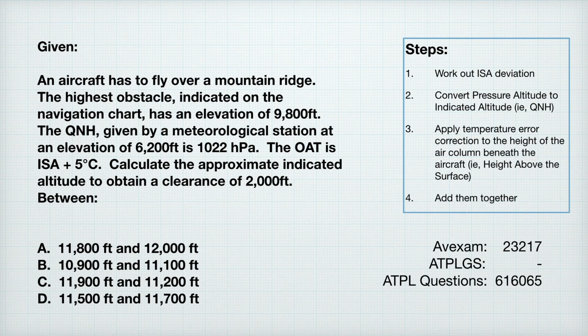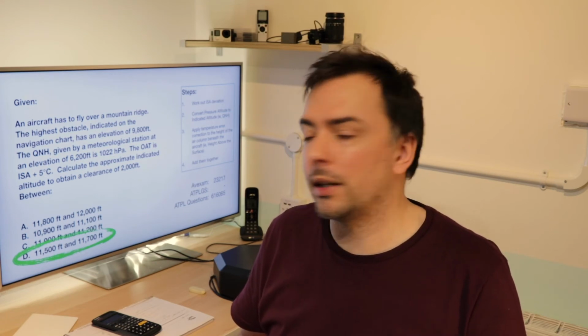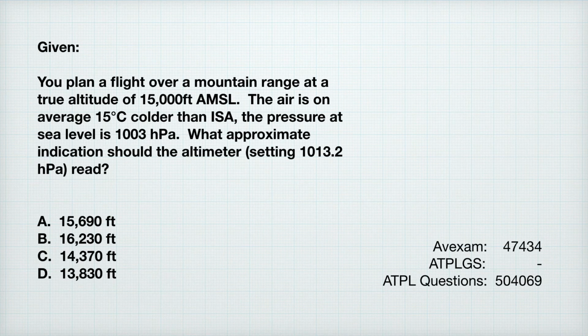How did you find that question? Let's have a look at the answers. Yeah, answer D, 11,500 feet to 11,700 feet. By all means, go and check that question out on AvExam. It's number 23217. I couldn't find it on ATPL GS, and on ATPL questions, it's 616065. Okay, let's move on to the next question.